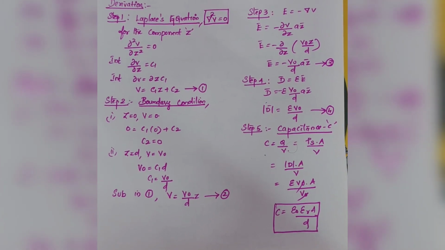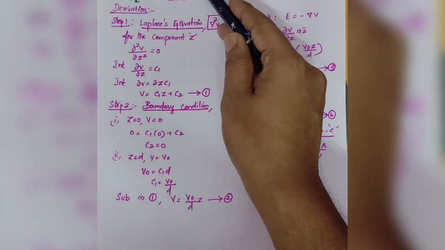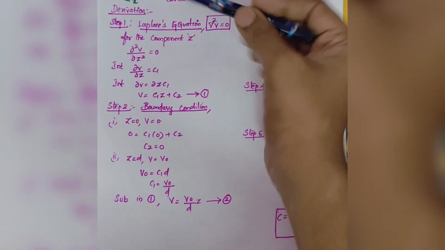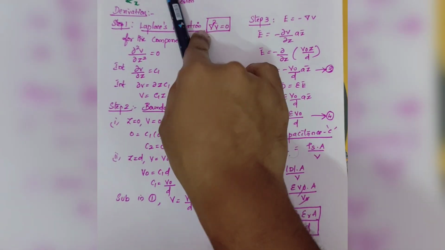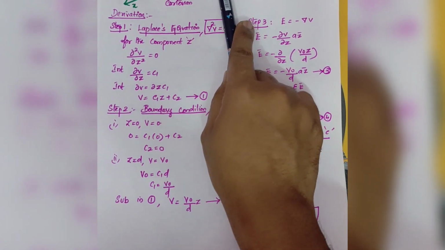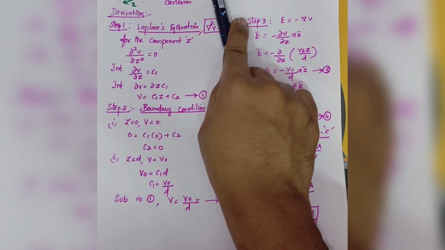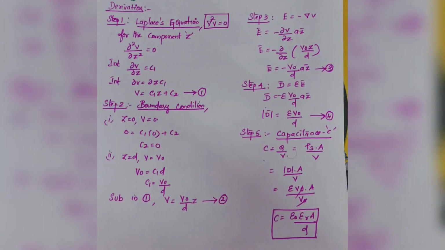So capacitance between the parallel plate capacitor. Take two parallel plate capacitors separated by the distance called d, therefore Z equal to d. At the first plane located on the origin, Z equal to 0, potential V equal to 0. Here Z equal to d, that means Z is located on the Z plane, where V equal to V naught. So write the construction part.